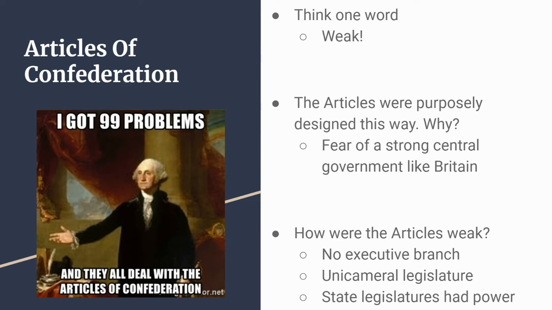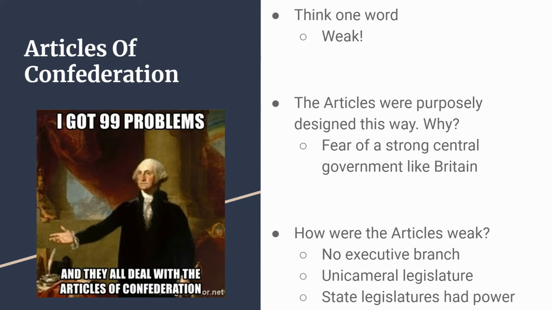Again, and this is really important to know, why would they create a government that doesn't have a lot of power? Well, it's because they're afraid of having a strong central government like Britain. They're afraid of having a king. And so this is created a lot of the time by this political group called the Anti-Federalists. And again, they do not want such a strong central government. And so, how were the Articles of Confederation weak? What were some of the reasons that made them weak?